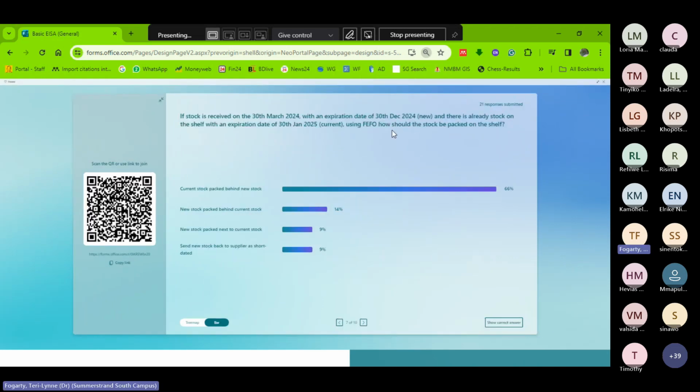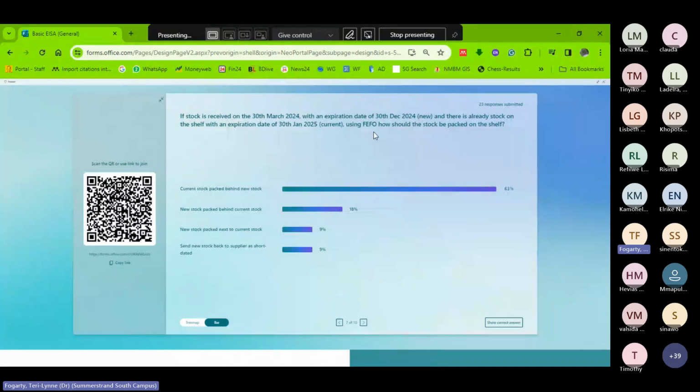There are a couple of things that you need to consider for this question. You're receiving stock on the 30th of March 2024. It has an expiration date of the 30th of December 2024, and we're calling that new stock because we've just received it. But there is already stock on the shelf, and the expiration date of that stock is the 30th of January 2025. We're calling that current stock because it's already on the shelf. Using FEFO, how should the stock be packed on the shelf?